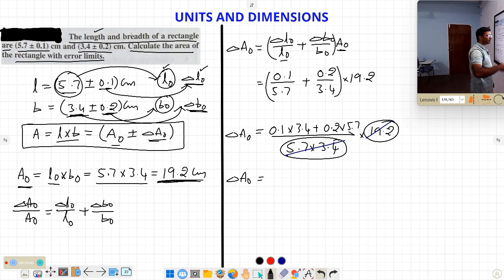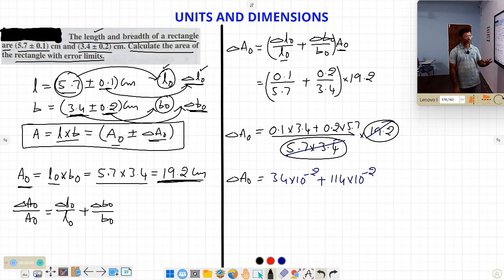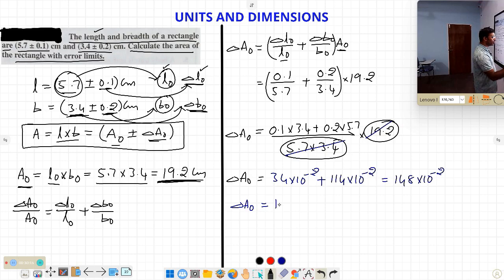This value you have to calculate. So this value, how much are you going to get? That is nothing but 34 into 10 power minus 2 plus 114 into 10 power minus 2. The denominator is anyway cancelled. So if you calculate, this is nothing but 114 plus 34, 148. 148 into 10 power minus 2. This I can write in terms of delta A naught is equal to 1.48. Rounding off, we can take it as 1.5 centimeters.